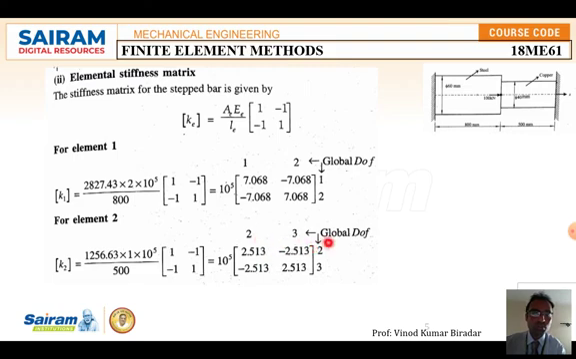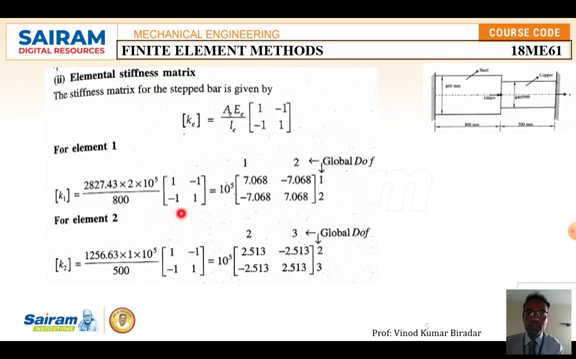This is most important. By denoting the node numbers: for the first element 1 2, for the second element 2 3. Why is it 1 2 and 2 3? Because the nodes for the first element are only 1 and 2, and for the second element only 2 and 3. According to this only, you have to calculate the global stiffness matrix. So this is the calculation of the element stiffness matrix.